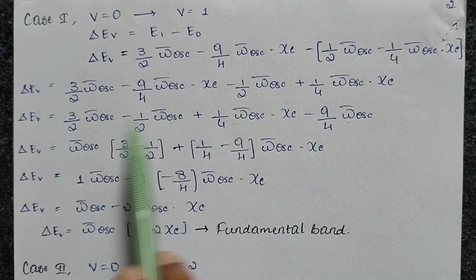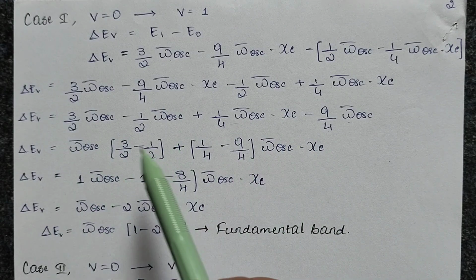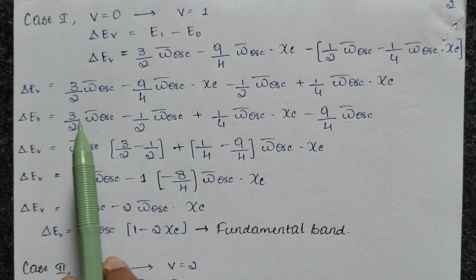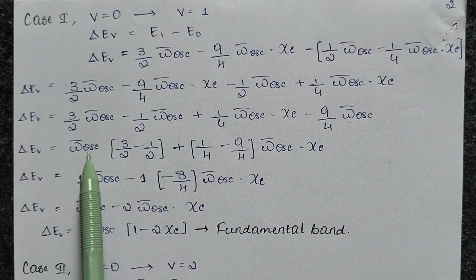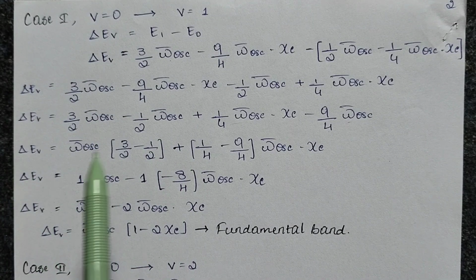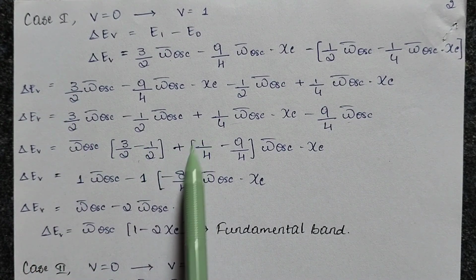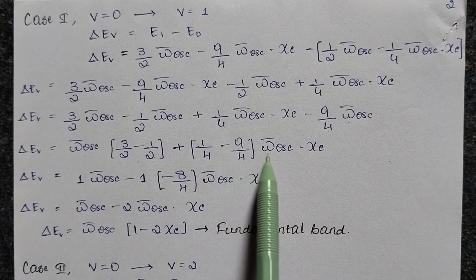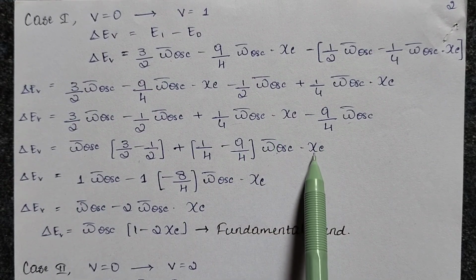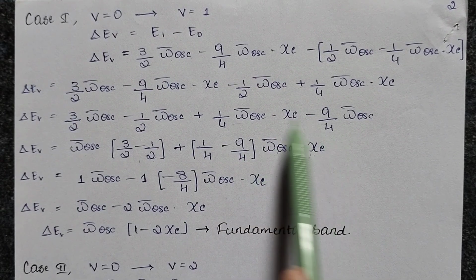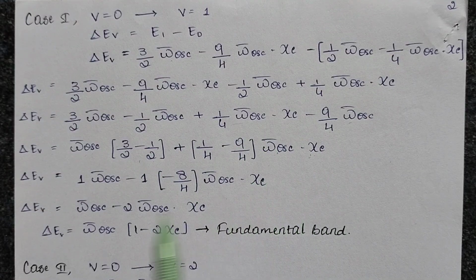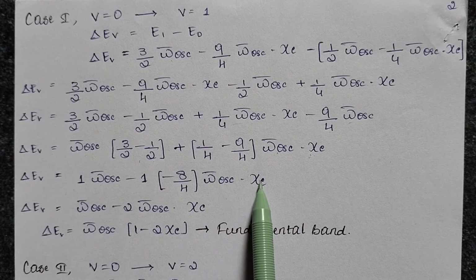Now on calculating and evaluating the expressions and also taking away the common terms, we can see omega dash oscillation is common. So delta EV is equal to omega dash oscillation into 3 by 2 minus 1 by 2 plus 1 by 4 minus 9 by 4 into omega dash oscillation into XE. And on further calculation and evaluation, we'll get 1 omega dash oscillation minus 1 into minus 8 by 4 into omega dash oscillation into XE.